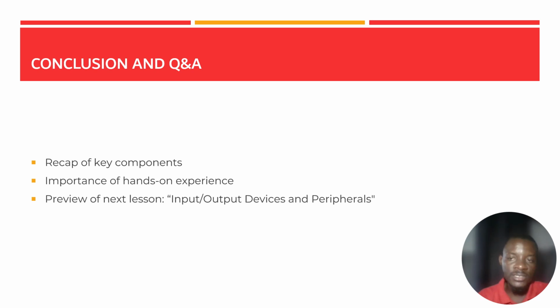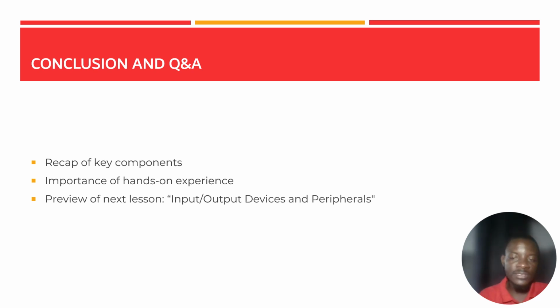As we conclude this lesson on essential computer hardware components, let's recap the key points. The motherboard is the central hub that connects all components. Then you have the CPU, which is the brain of the computer that processes data and executes instructions. Then we have the RAM, which provides fast temporary data storage for active processes. Then we have the storage devices for long-term data retention with varying speeds and capacity. Understanding component interaction is crucial for building and troubleshooting systems.